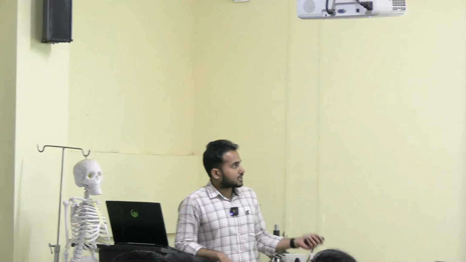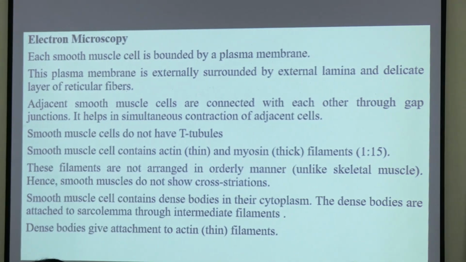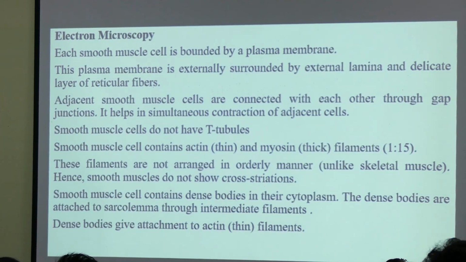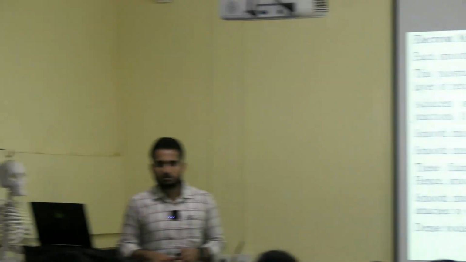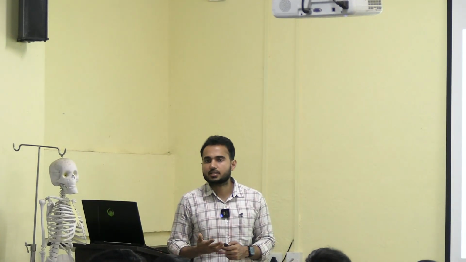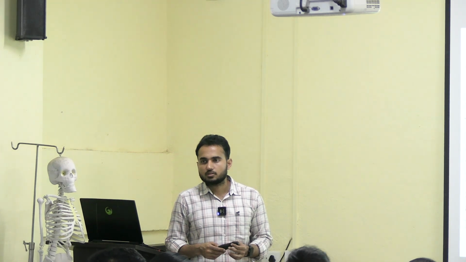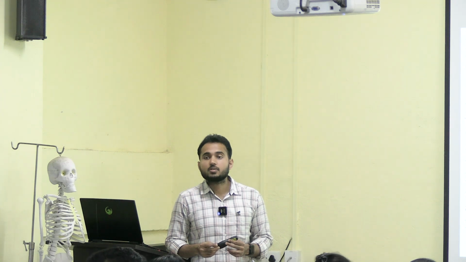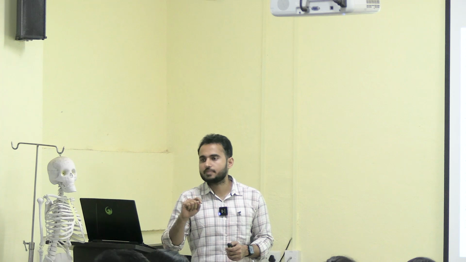Next, here T tubules are not there. This is one important point. There is a centrally placed oval nucleus, spindle shaped. Now, can anyone tell me, if T tubules are not there, then what is present? Instead of T tubules, what could be there? It is called caveolae. Instead of T tubules, caveolae are present.